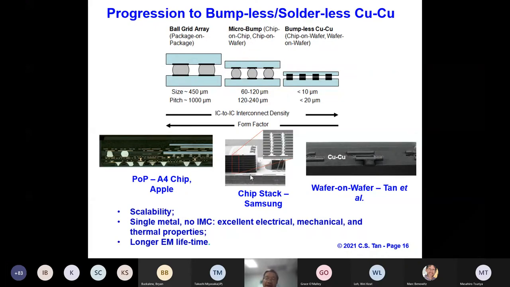And again, this is an example from Samsung. As you can see, this is basically based on copper tin micro bumps. All right, now the question is that when you hit the 10 micron pitch or below, can you still go with solder based connection or not? I think that's a question that we try to answer tonight.